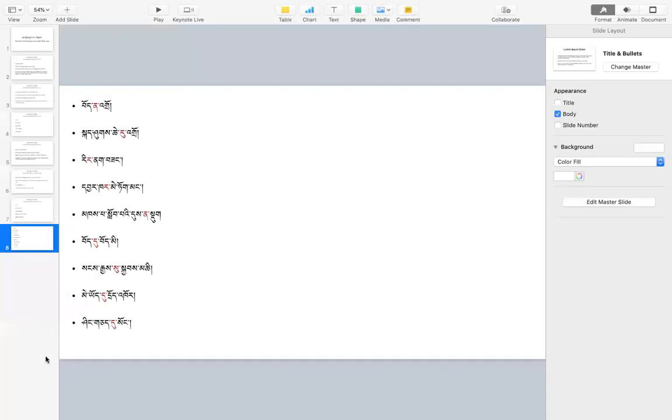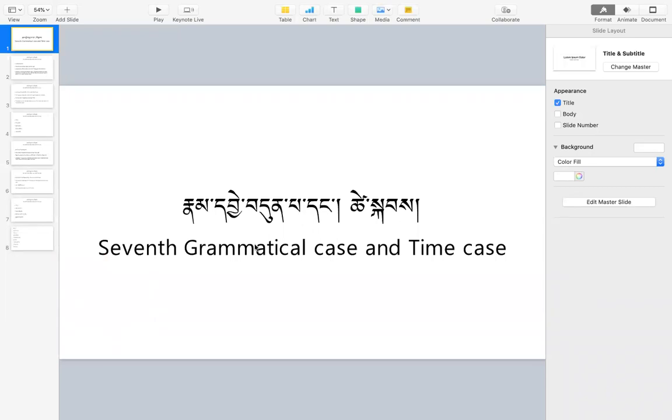And yes, so this is the final usage case, the seventh grammatical case and the time case. And with this, we are done with the particle used in place of la, at least for the tree of excellent speech. We're done with it.